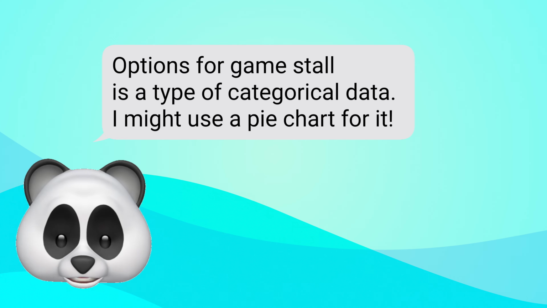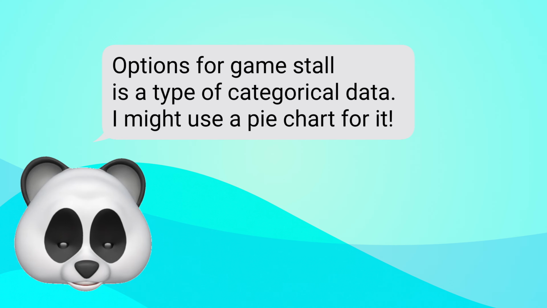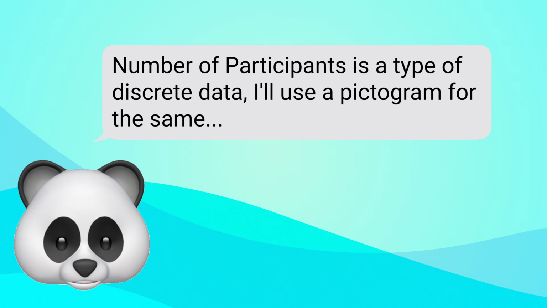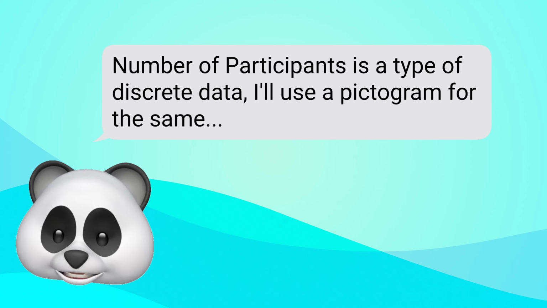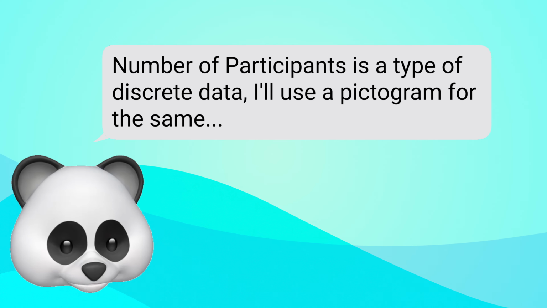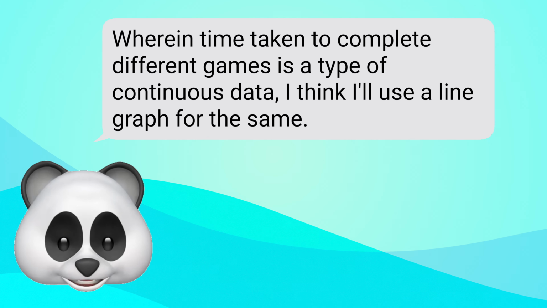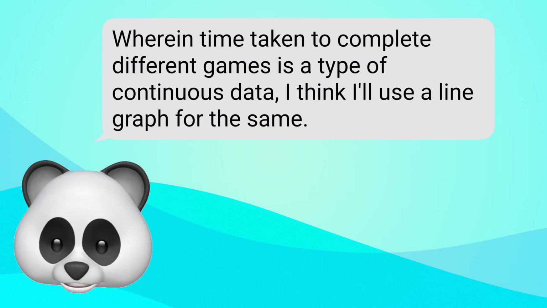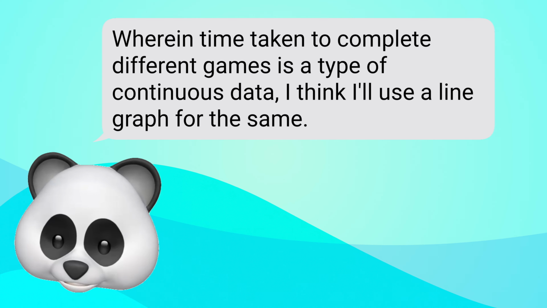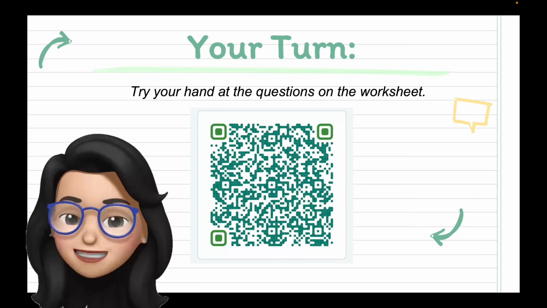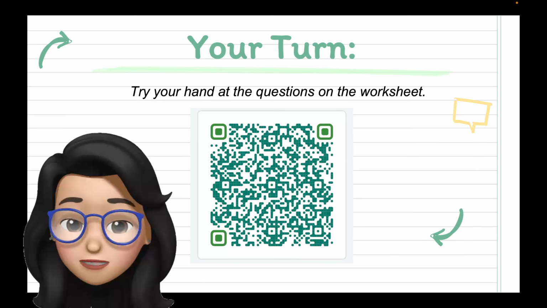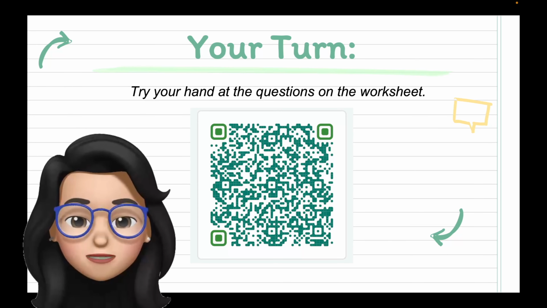Options for a game is a type of categorical data. I might use a pie chart for it. Number of participants is a type of discrete data. I can use a pictogram for the same. Wherein time taken to complete different games is a type of continuous data. I can use a line graph for the same. That's great, Cuddles. To enhance your understanding, you may have a go at the questions on the worksheet.